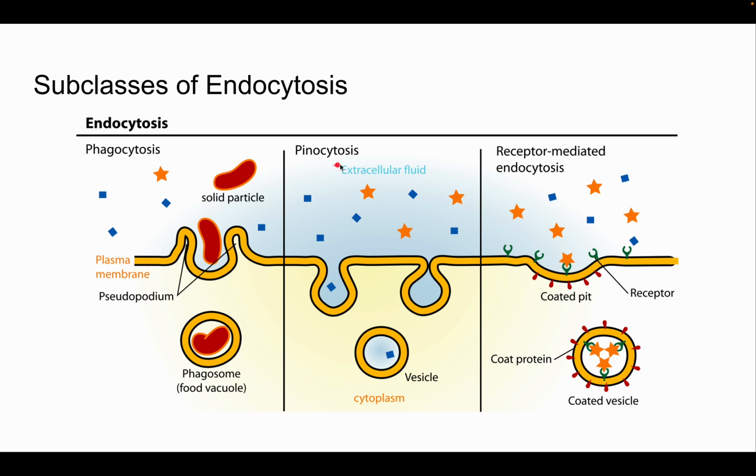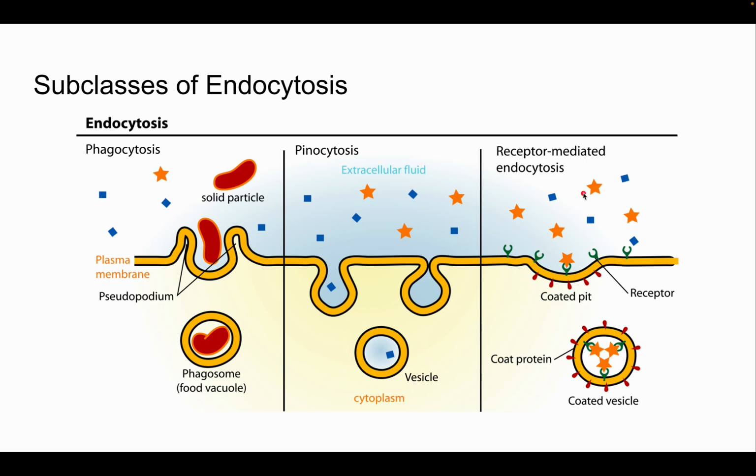Now, pinocytosis, we have extracellular fluid here. Pino meaning drink. We'll say it needs some ions from the extracellular fluid. Well, the cell is just going to kind of fold inwards and then make into a vesicle. And that would have all the nutrients it needs.